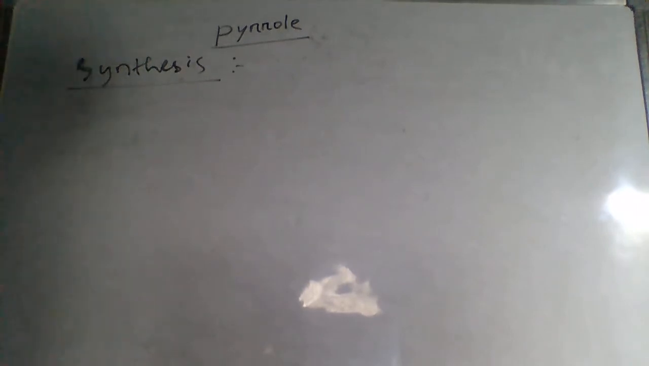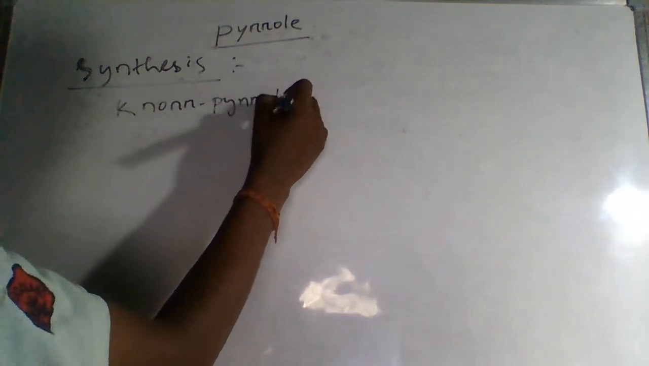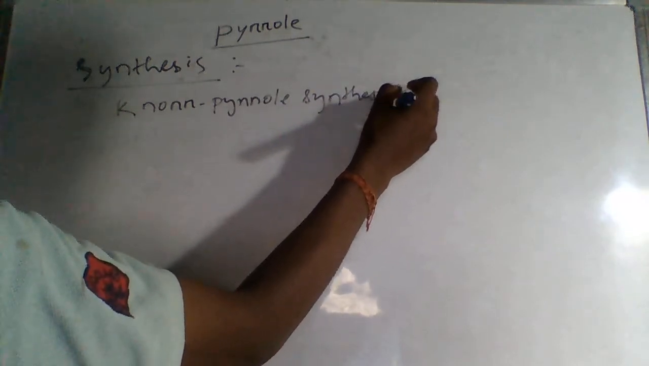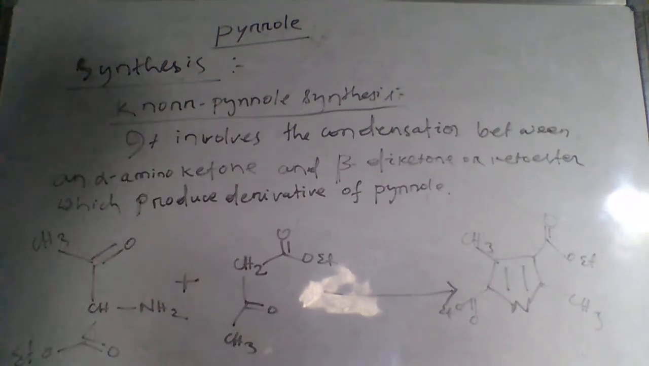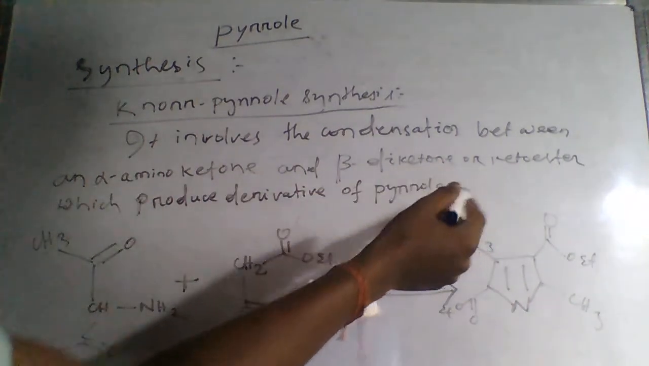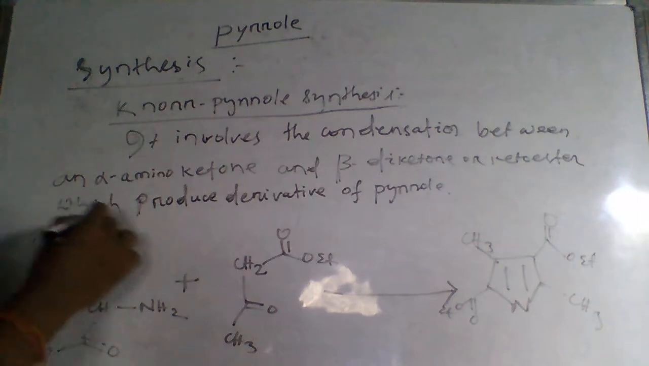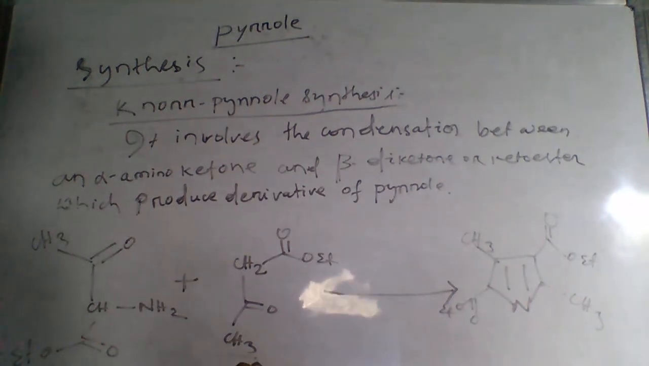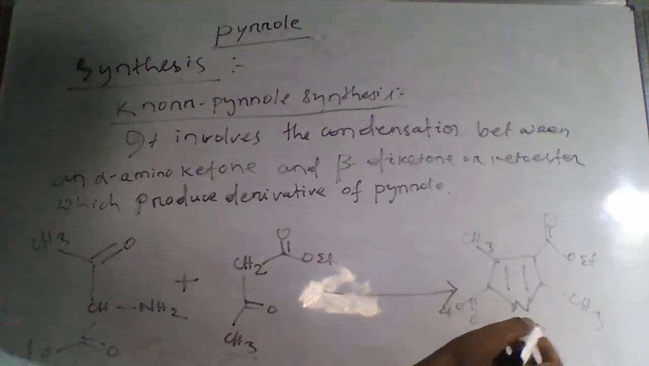Then we will see Knorr pyrrole synthesis. It involves the condensation between an alpha amino ketone and a beta diketone or ketoester, which produces a derivative of pyrrole. Here, this is the alpha amino ketone, and this is the beta ketoester, and it gives this pyrrole derivative.